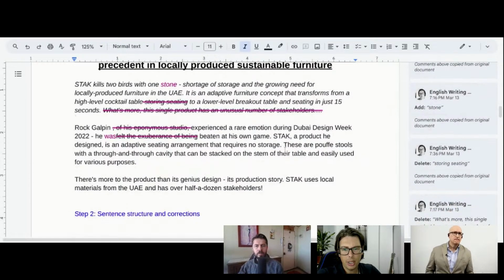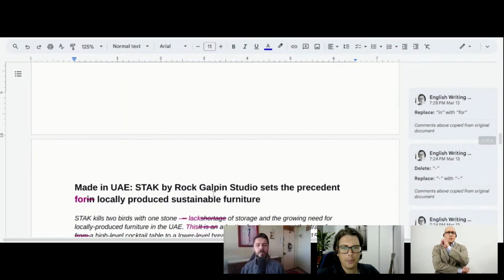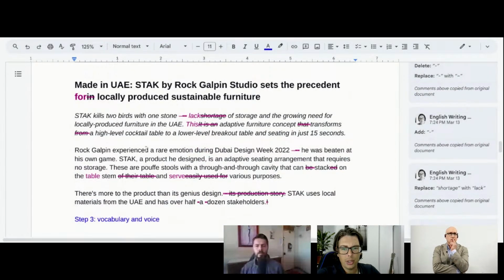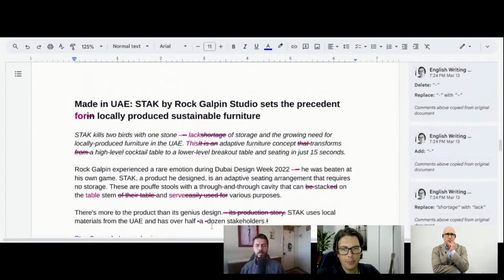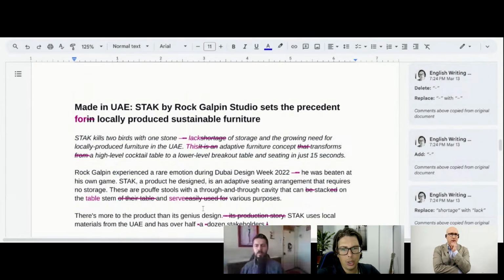Okay, so on to the next step. We've looked at what we might need to add and remove. Now let's delve deeper into sentence structure, and if there's any corrections, maybe you've seen some. If you have, feel free to just drop them in the chat. Okay, so this is step 2 of 3, where we're looking at sentence structure.